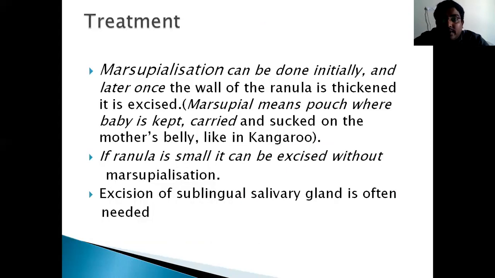The clinical features are over. Then the treatment is marsupialization. It is done initially, and later, once the wall of the ranula is thickened, it can be excised. If the ranula is small, it can be excised without any marsupialization. Excision of the sublingual salivary gland is also often needed.